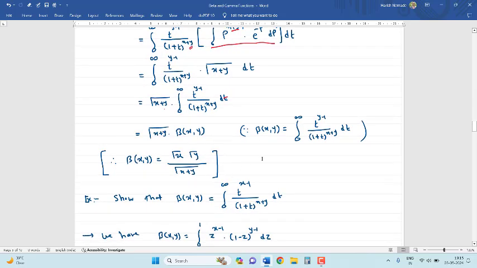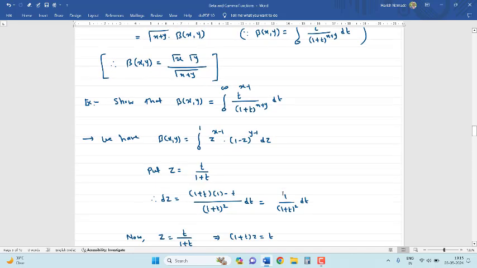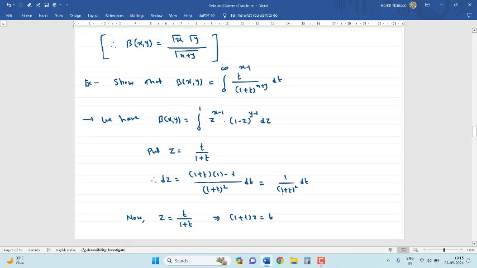So our next result is the proof of this result, that is, show that beta(x,y) is equal to the integration from 0 to infinity of t raised to x minus 1 divided by (1 plus t) raised to x plus y dt. So we have beta(x,y), that is the beta function, equal to the integration from 0 to 1 of z raised to x minus 1 into (1 minus z) raised to y minus 1 dz.